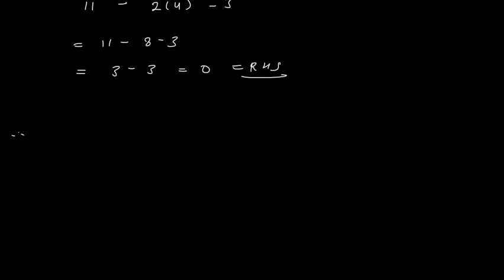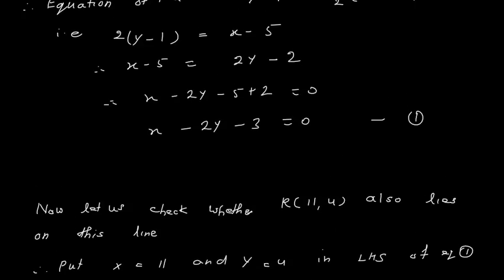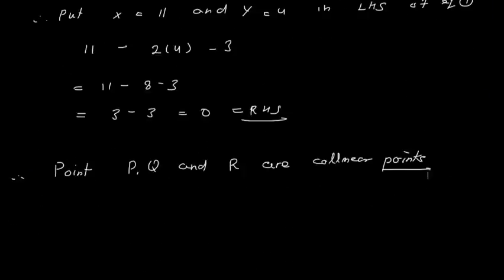So my answer is that points P, Q and R are collinear points. Simple. So we have shown that the points P, Q and R are collinear. This is the 19th one. Now this is problem number 20.